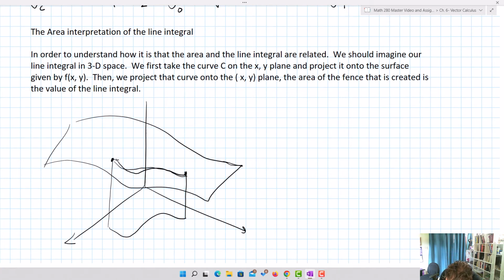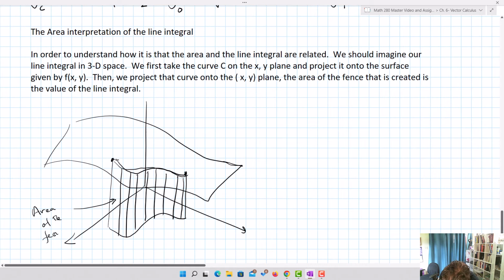We project it onto the surface, and then we create something that looks like a fence, right? A two-dimensional object. And so if you imagine I'm drawing in my quasi-Riemann integral rectangles in there, the area of the fence is the value for the line integral. So that's the interpretation. For those of you who are very visual and want to understand what that means from an area perspective, that's what we're talking about.